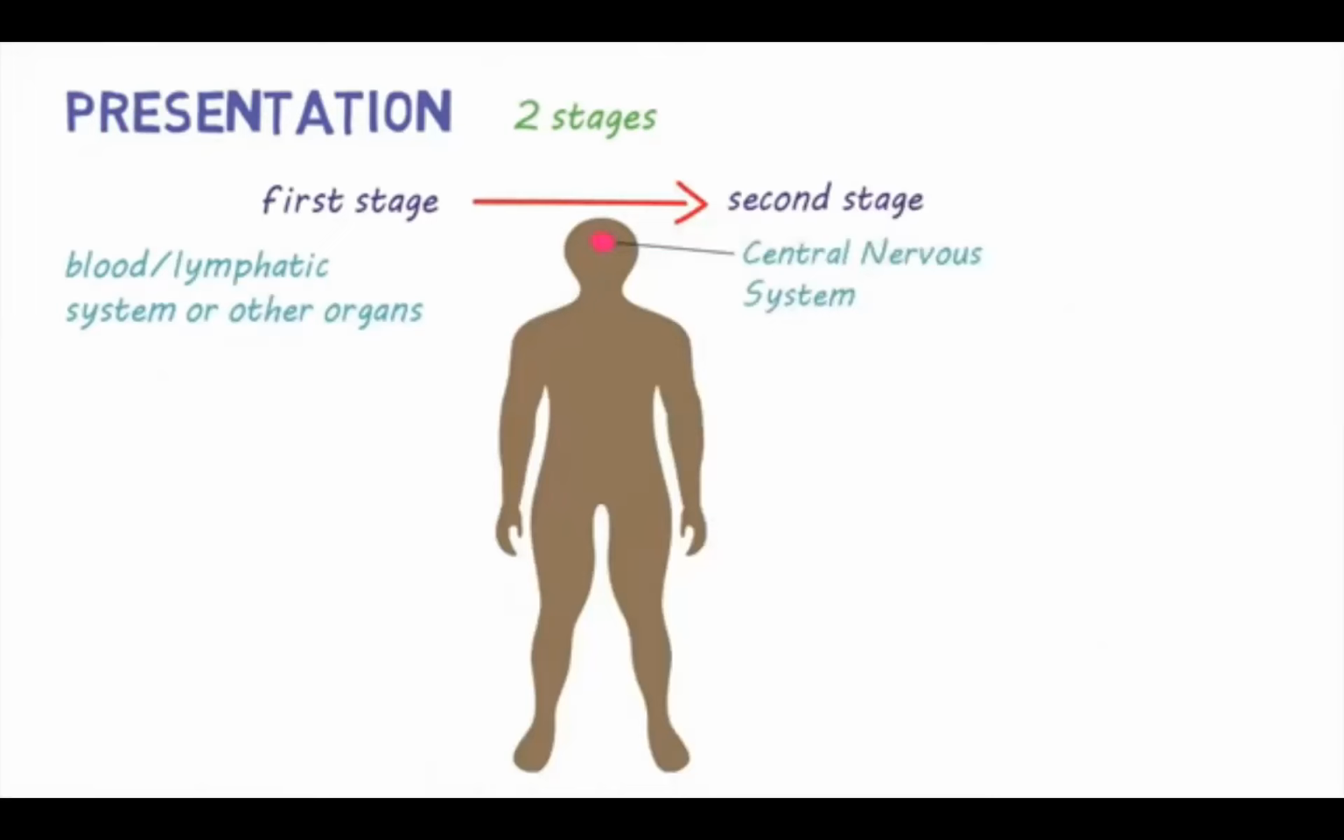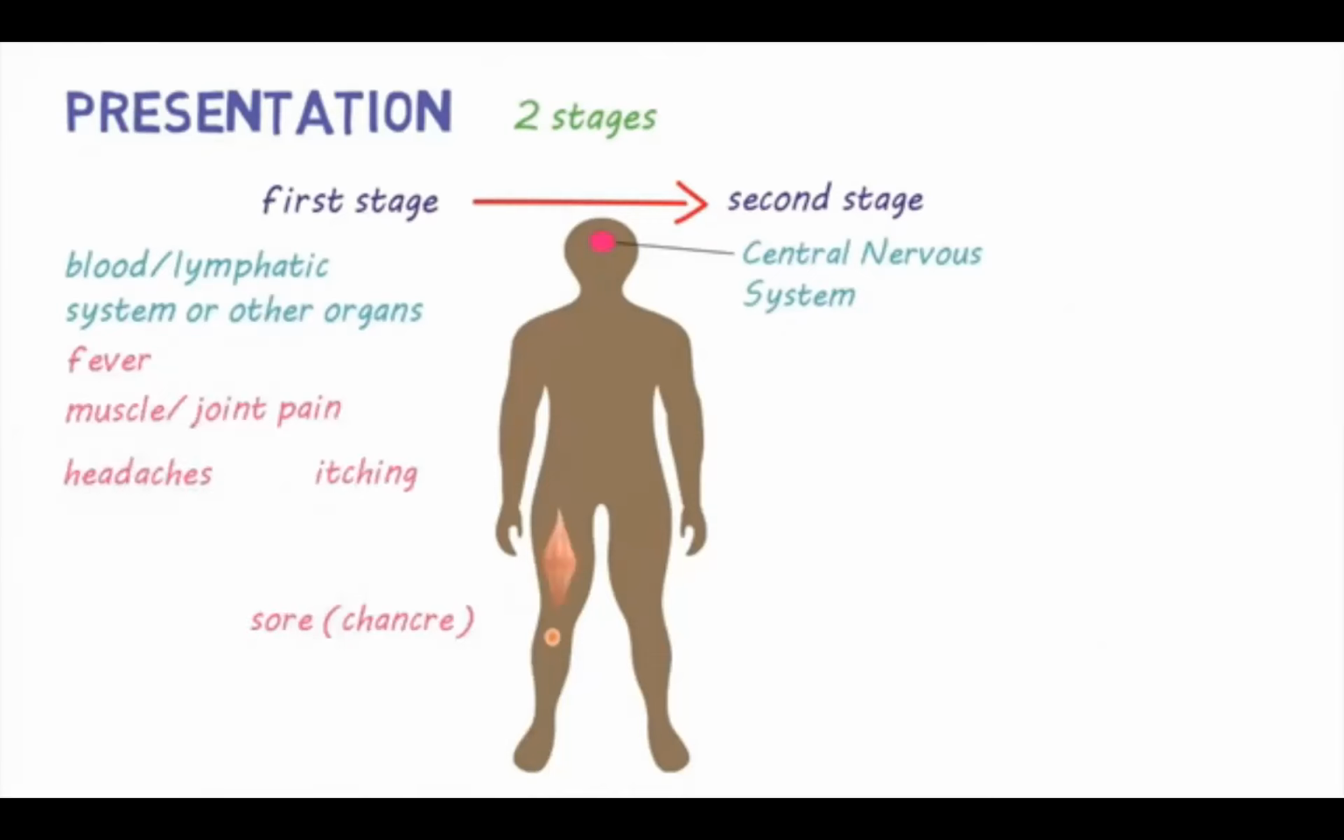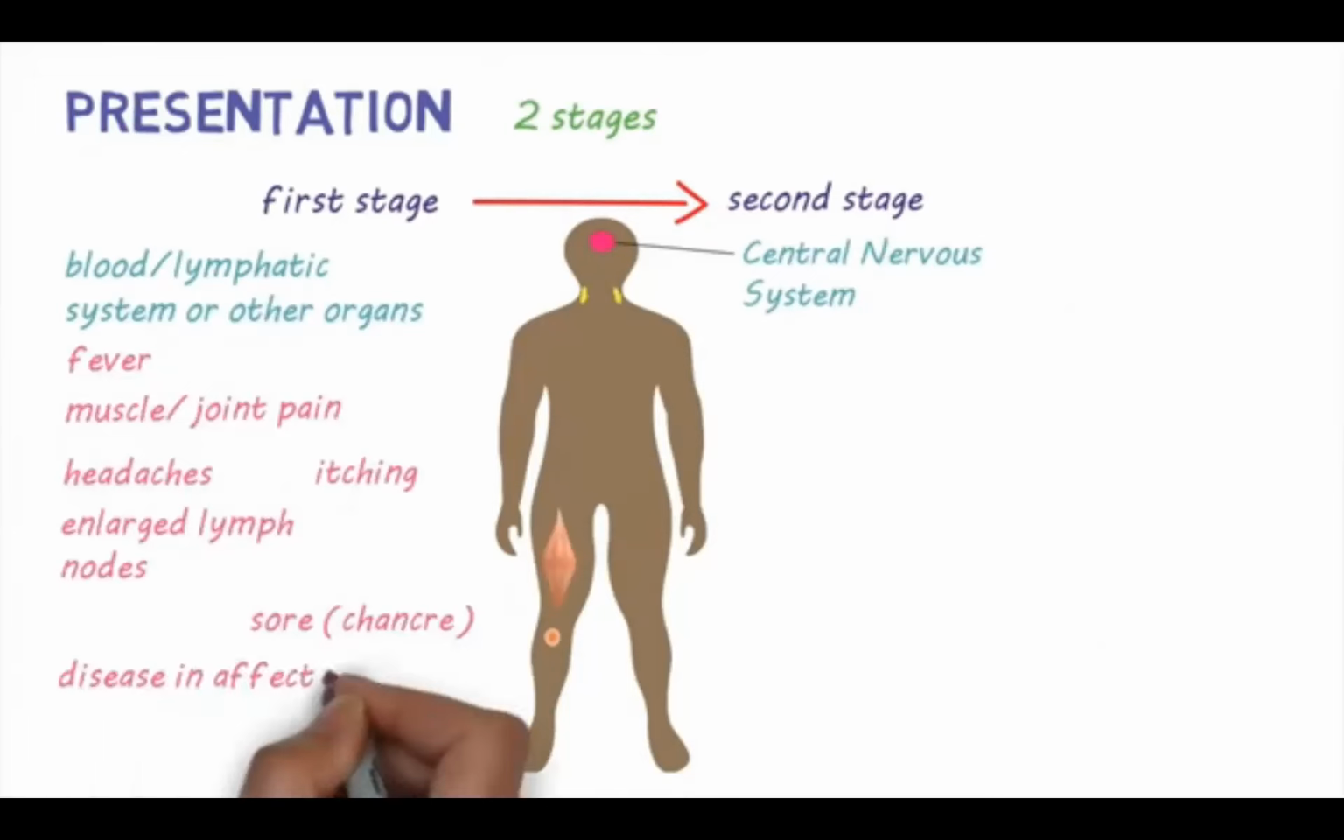Initially, there can be a painful sore, also called a canker, at the site of the tsetse fly bite. Symptoms of the first stage include fever, muscle and joint pain, headaches, itching, and enlarged lymph nodes. It can lead to disease in the affected organs, such as inflammation of the heart muscle, enlargement of the spleen and liver, and eye disease.